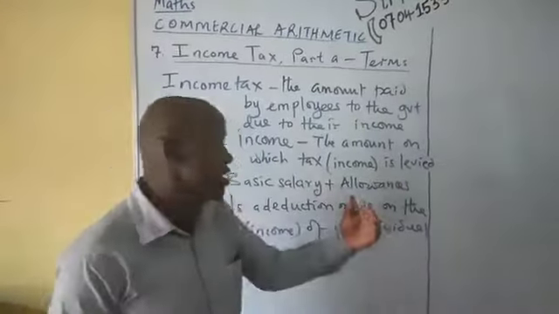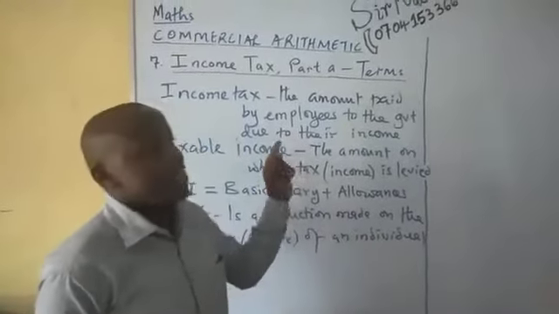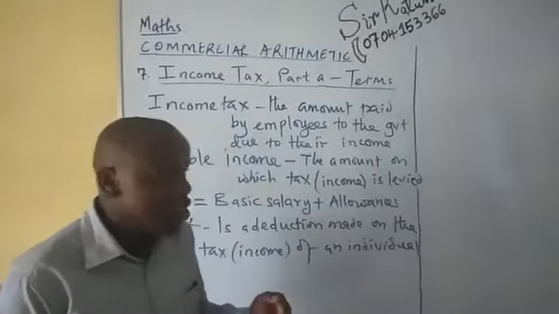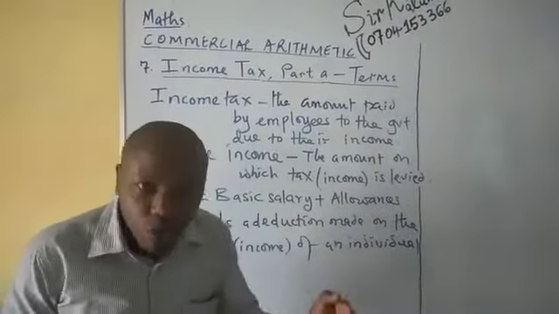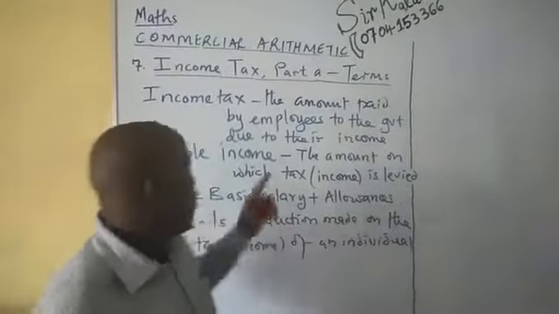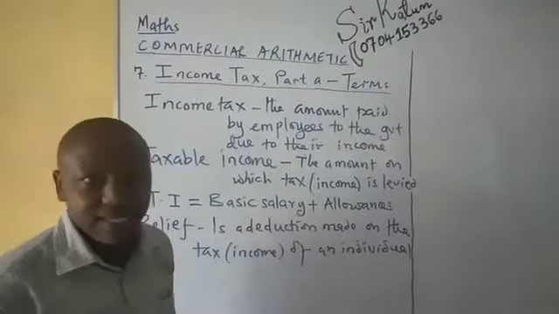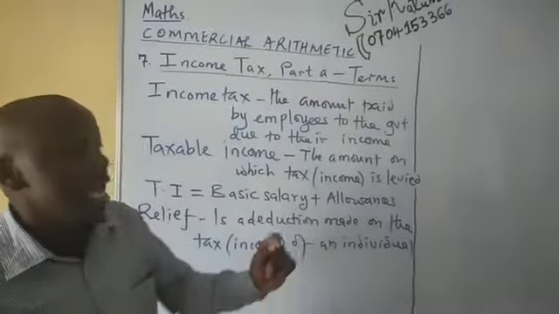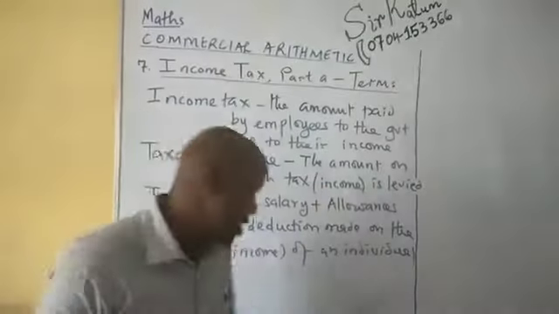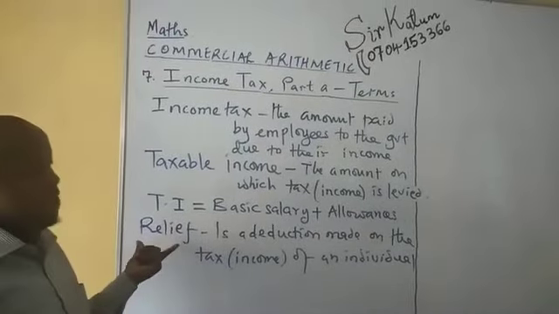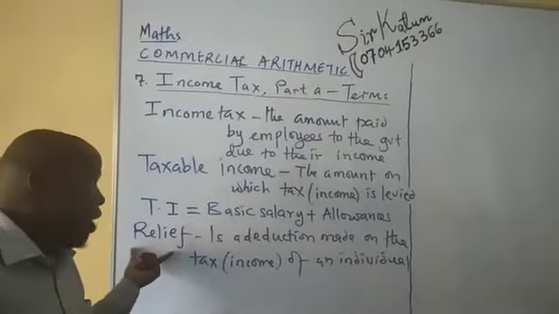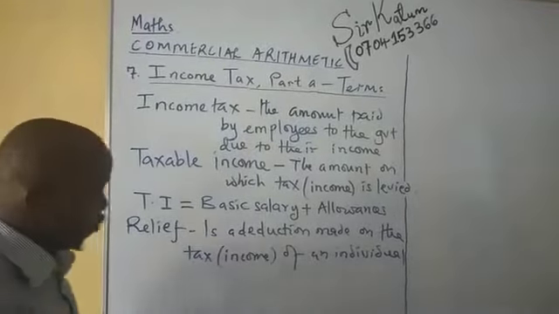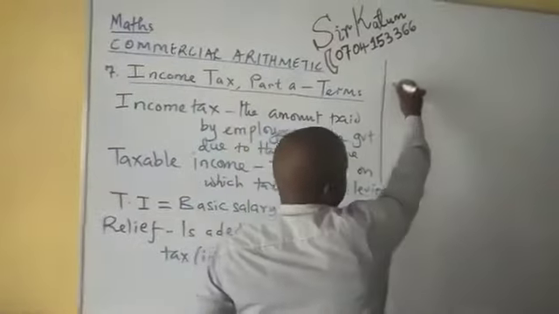Therefore, the government might give you a favor by subtracting or allowing you not to pay some part of the income tax. And that part which you have been allowed not to pay, or a certain employee has been allowed not to pay, is called a relief. And therefore, if we have known now what a relief is, this takes us to the next term, which I will call payee.